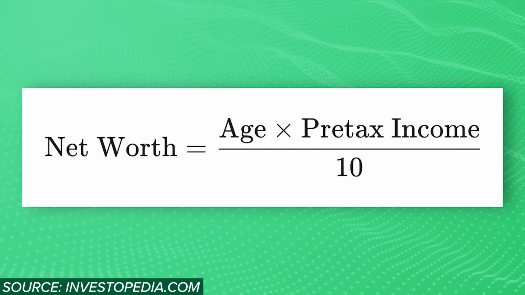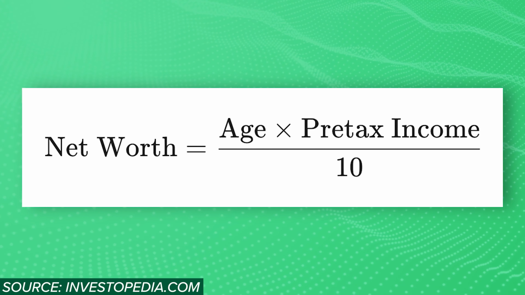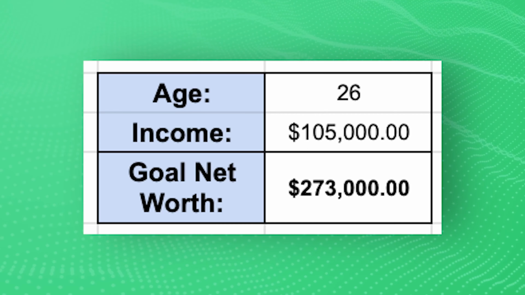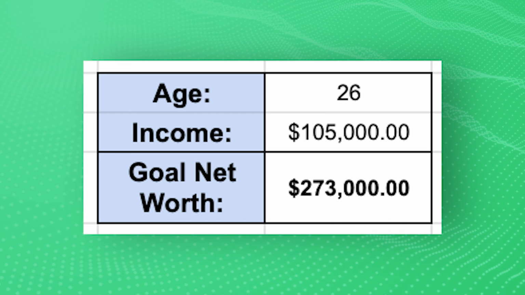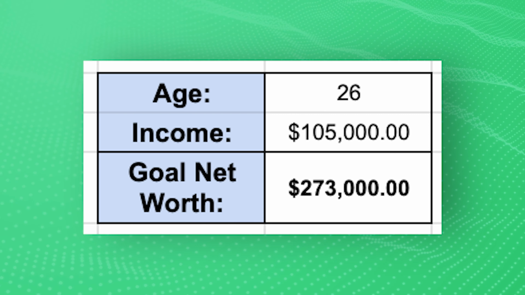It's simply your age multiplied by your income divided by 10. However, this formula does have some shortcomings because it doesn't account for how long you've been saving. So younger people will have a much higher target net worth than is feasible. For example, this put my goal net worth at over $250,000, which is 4 times higher than the average net worth of my age group.